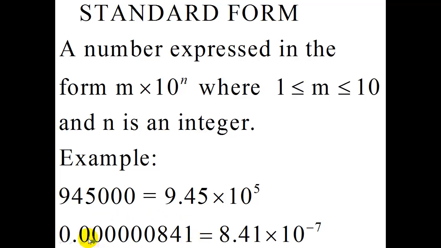Now we consider 0.000000841. Now we can see our decimal point, and so we move our decimal point to the right. We have 1, 2, 3, 4, 5, 6, 7. So we have 8.41 times 10 raised to the power minus 7. Why is it minus 7? Because we moved 7 times to the right. Take note, when you move to the right, the exponent is negative, but when you move to the left, the exponent is positive.